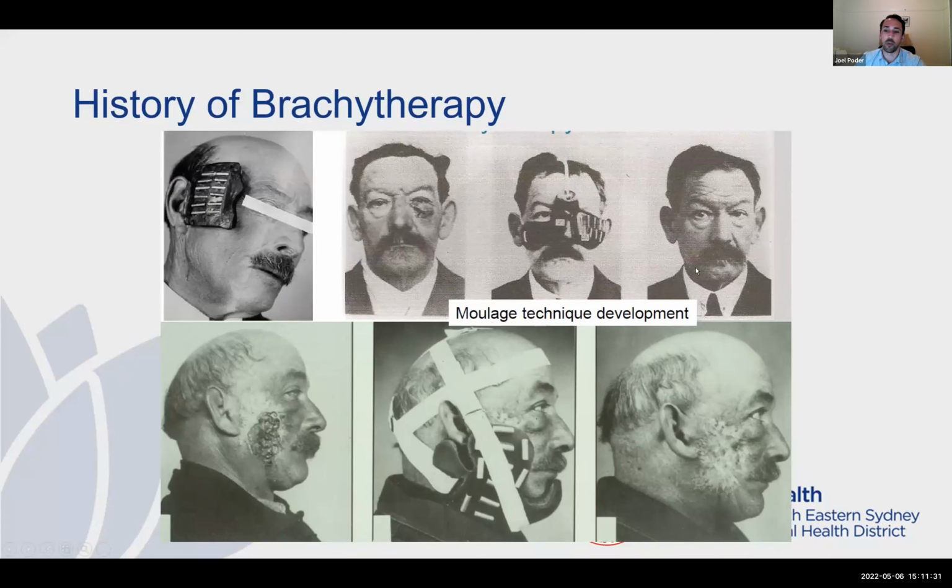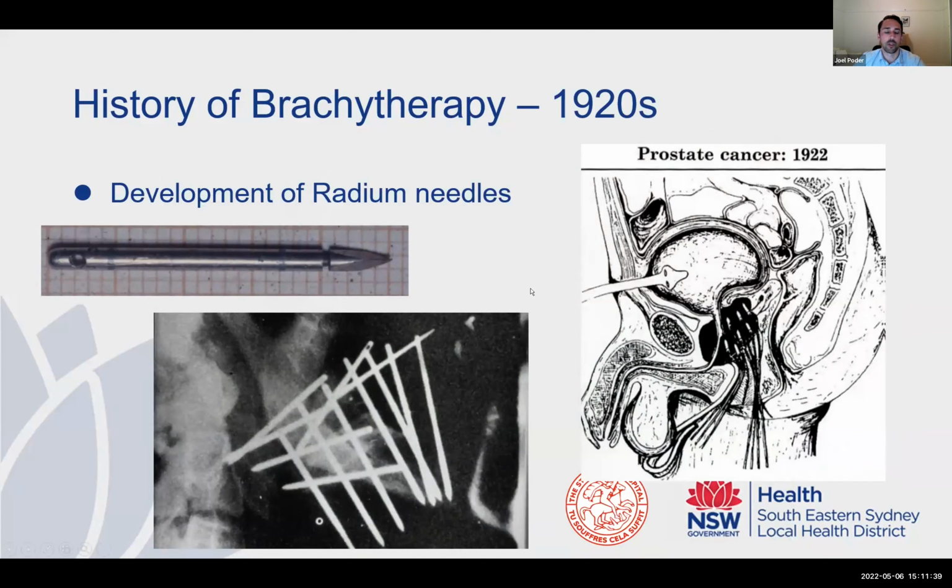In the 1920s, we saw the development of radium needles. As you can see on the screen on the top left, these were essentially needles that you could use to treat in some form of interstitial brachytherapy, and placed within these needles was some form of radium. That basically initiated the treatment of prostate cancer and gynecological cancers using these radium needles. Here is an X-ray of radium needles being placed inside a patient, and here is a depiction of using radium needles to treat prostate cancer from 1922.